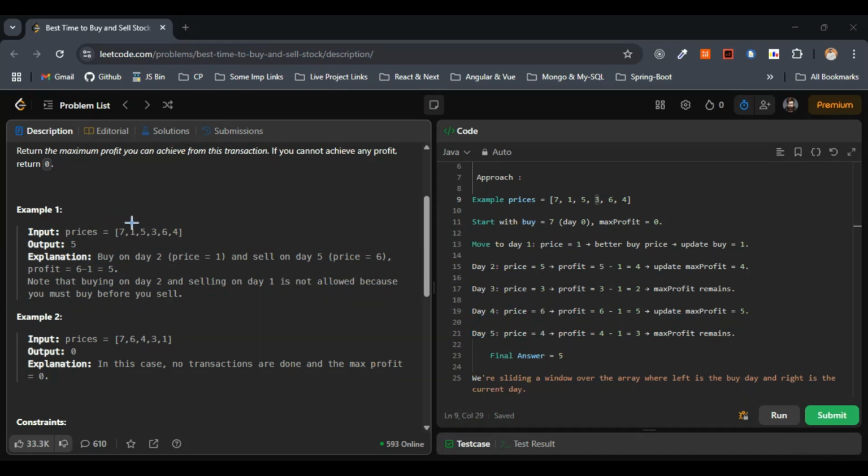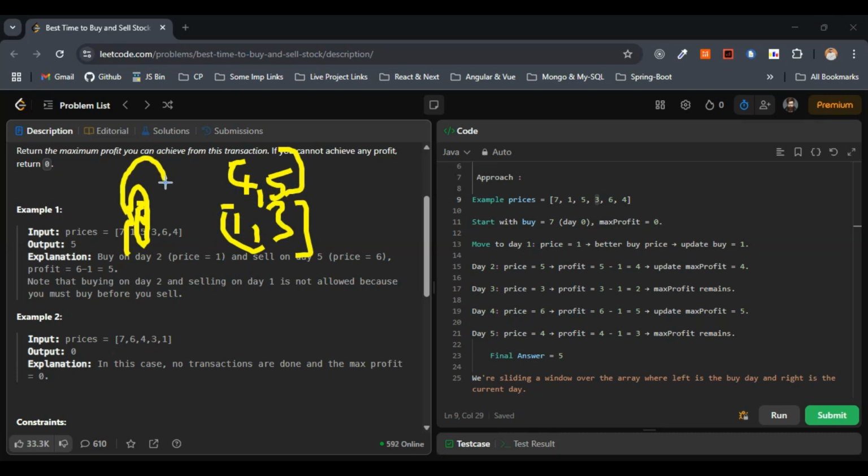Next, first we will calculate the min buy price, right? Then we will slide the window. First we will check within this window, next 1 and 5 will go with, right? So the next window is 1 and 3. So we'll subtract: 5 minus 1, this will be 3 minus 1. The next window will be going with 1 and 6, and the final window is 1 comma 4.